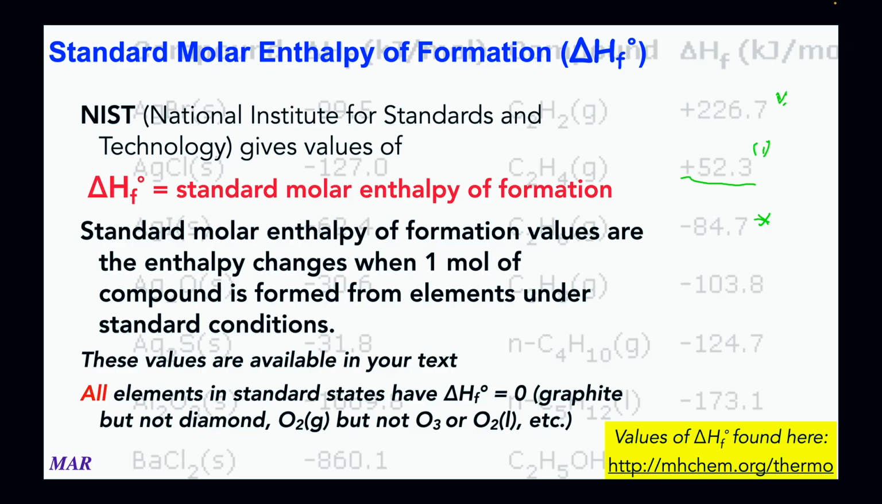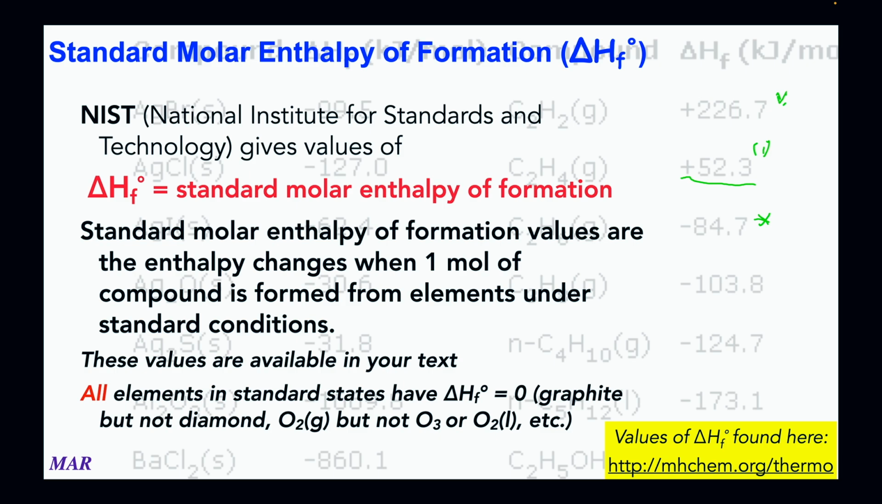More of them are negative than not, but there are a lot of positive ones. But you don't need to worry about that. You can look those up in the table, and again, they're in your problem set. You can also find it online. If you go to mhchem.org/thermo, you'll see the list right there. It's also in problem set 3.